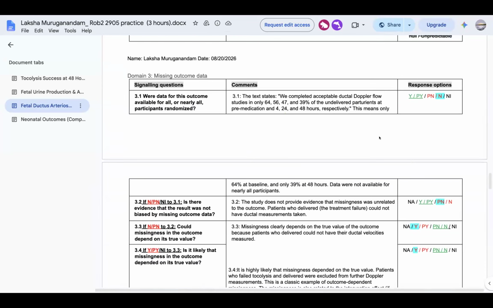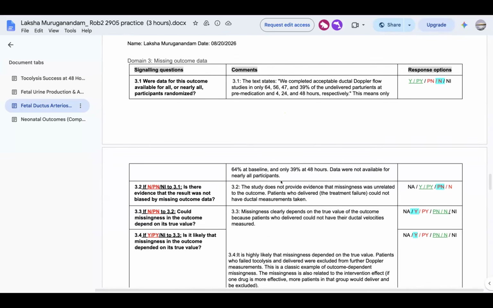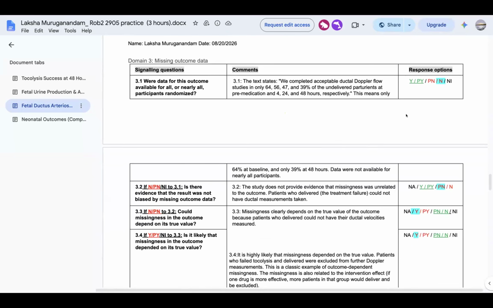3.1, the text states we completed acceptable ductal Doppler flow studies in only 64, 56, 47, and 39% of the undelivered parturients at pre-medication and 4, 24, and 48 hours respectively. This means only 64 at baseline and only 31% at 48 hours. Data were not available for nearly all participants. And then her response was no for 3.1. And I believe we had the same thing as well for this one. Yes, we did.